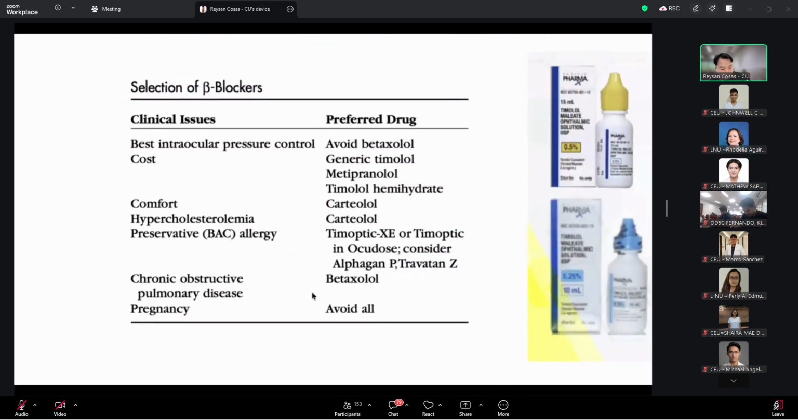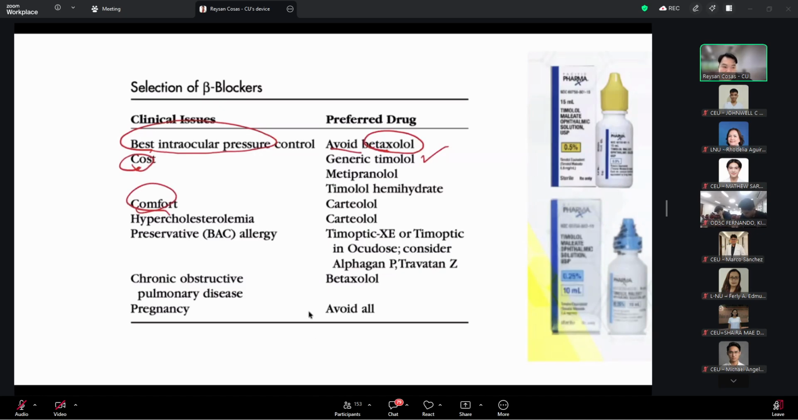So sino po ang best in lowering the intraocular pressure? All the non-selective, except the cardioselective. So sino nga yung cardioselective? Betaxolol. So avoid daw siya kasi nga cardioselective siya. For cost, sinong pinakamura? There are available timolol generics. For comfort, sino yan?